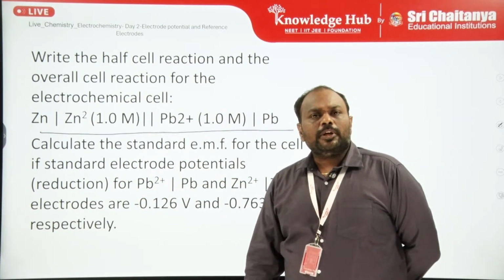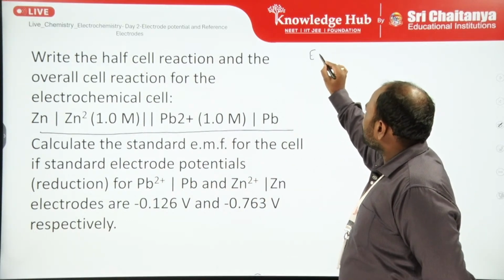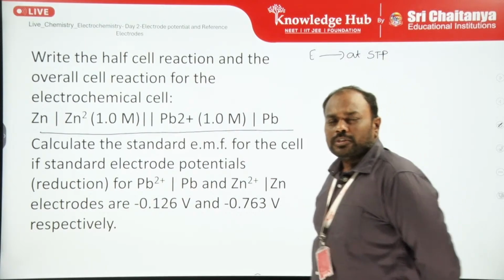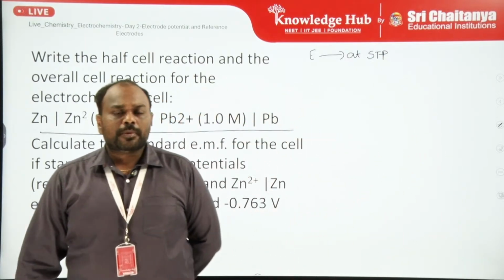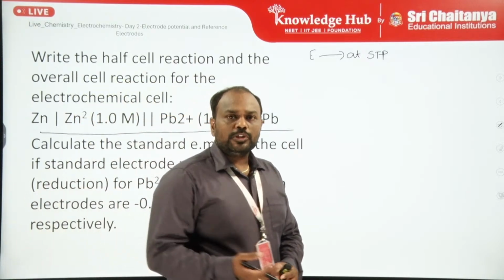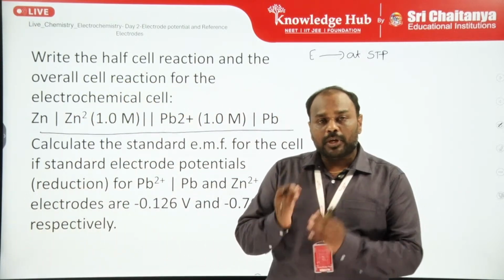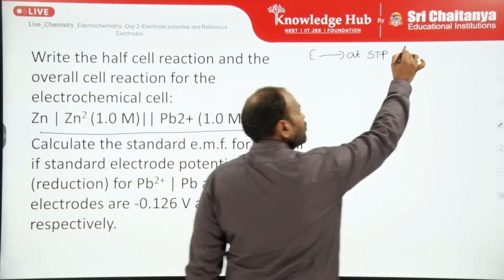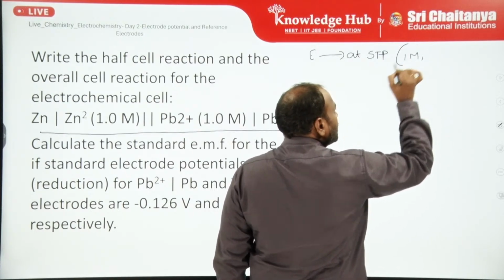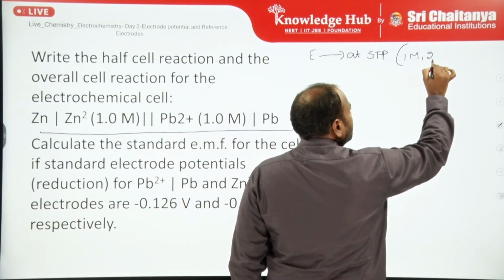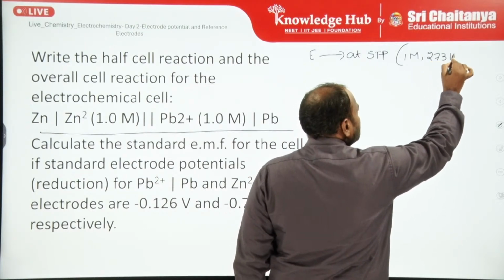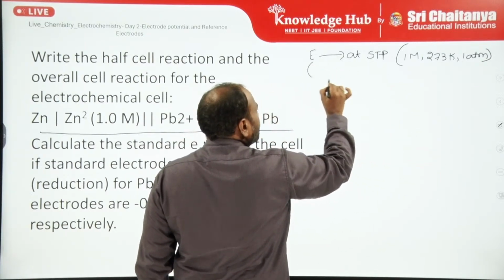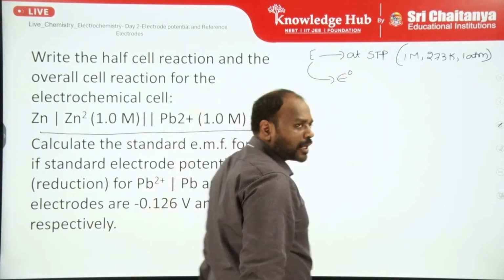So standard electrode potential means the electrode potential values are measured at STP conditions. What are the STP conditions? 1 atmospheric pressure and 298 kelvins. If you measure at these conditions, that potential value is known as the standard electrode potential. And here what is the condition? The solution must be 1 molar, 273 kelvins and 1 atmospheric pressure. Then this electrode potential is known as the standard electrode potential.